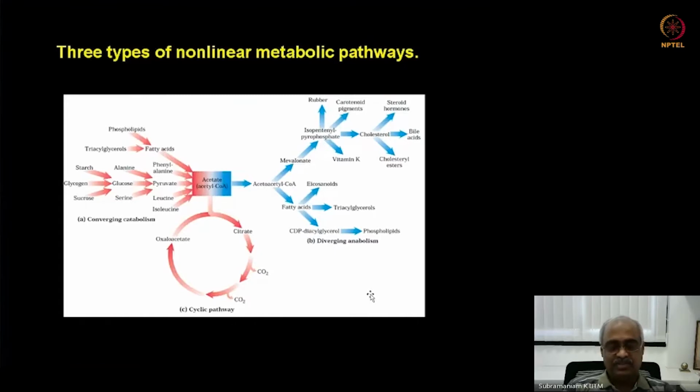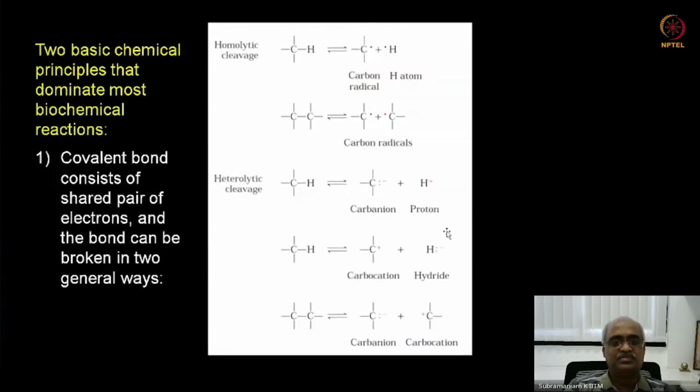Degradative pathways are convergent, meaning from multiple different macromolecules, you obtain a common breakdown small molecule product. And synthetic pathways are divergent, meaning a diverse group of macromolecules are built from a common simpler precursor. Okay, so these are certain characteristics of metabolic pathways.